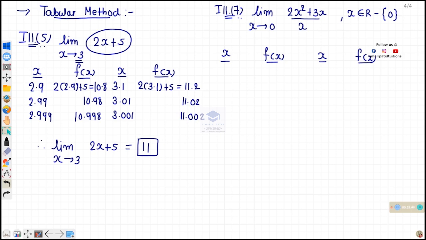So by decreasing, minus 0.1, minus 0.01, minus 0.001, you have to take three values, decreasing and increasing. It can be 0.1, 0.01, 0.001.